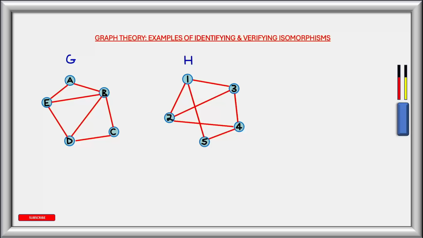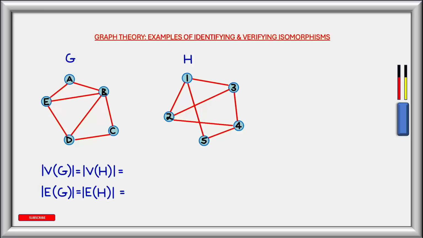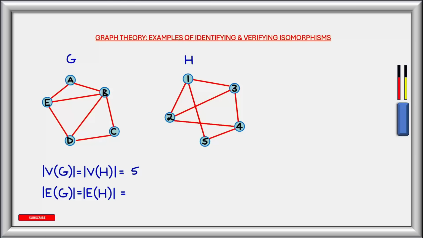In this example, we have two graphs G and H. Let's check for an isomorphism. And again, if you'd like to play along, pause the video now. So our first test is to check that they have the same number of vertices and that they have the same number of edges. So in graph G, we have 1, 2, 3, 4, 5 vertices. And in graph H, we have 1, 2, 3, 4, 5 vertices. So therefore, each graph has 5 vertices. The number of vertices in each graph is equal.